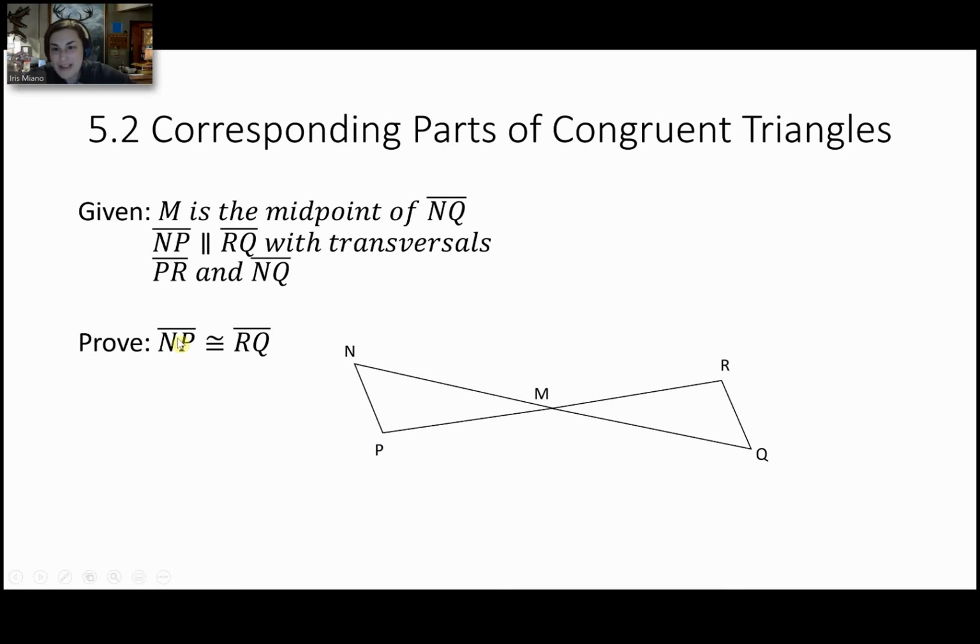And we want to eventually match up line segments NP and RQ, those parallel lines that were mentioned. We want to be able to say that those line segments are indeed congruent to each other. So we're going to wrap this first proof up with a CPCTC. Hey, okay, so it's coming. All right, but let's put it all together.